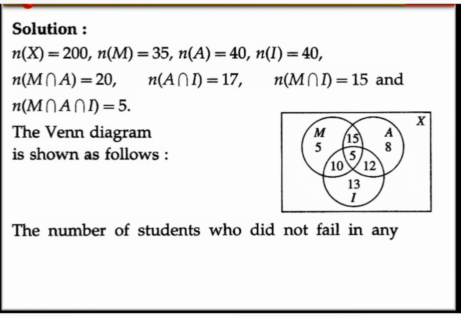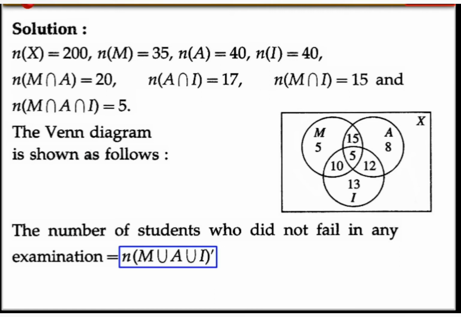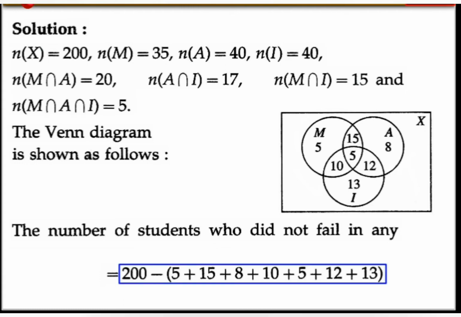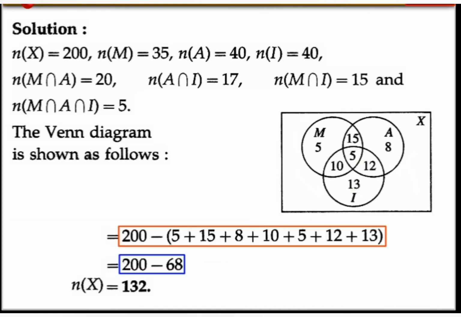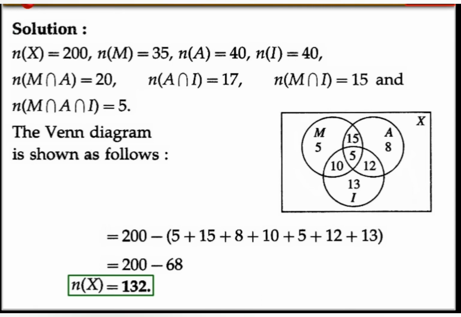Number 1. The number of students who did not fail in any examination would be the number of elements in the complement of M union A union I, which is equal to the number of elements in X minus the number of elements in M union A union I, that is 200 minus (5 plus 15 plus 8 plus 10 plus 5 plus 12 plus 13), which is 200 minus 68, and that is 132.